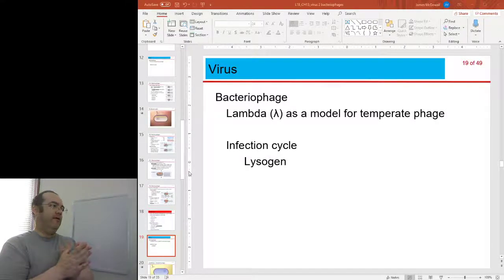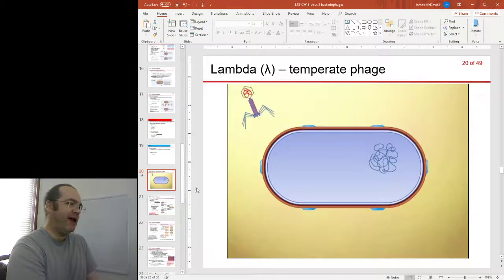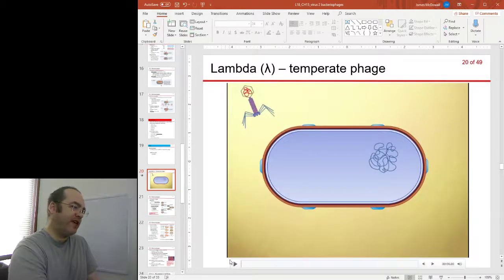Number 10, bacteriophages, temperate phages. Slide 19 of our second set of virus slides. So we are going to look at bacteria phage lambda as a model for the temperate phage. So let's look at our video showing the temperate phage's infection cycle.